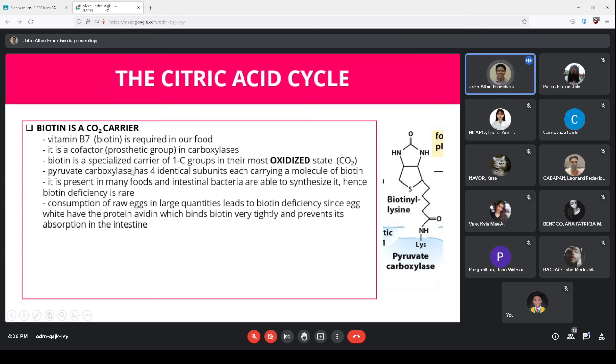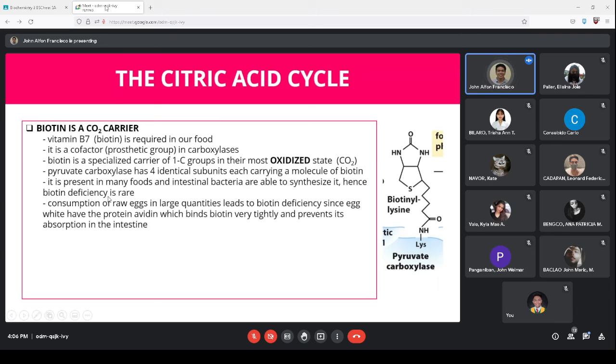Biotin is a specialized carrier of one carbon group in their most oxidized state. Right? Pyruvate carboxylase has 4 identical subunits, each carrying a molecule of biotin. So pyruvate carboxylase, I just didn't include what it looks like here, but it is a very efficient enzyme since it can carry 4 identical biotin. It is present in many foods and intestinal bacteria are able to synthesize it, hence biotin deficiency is rare. So, yan.